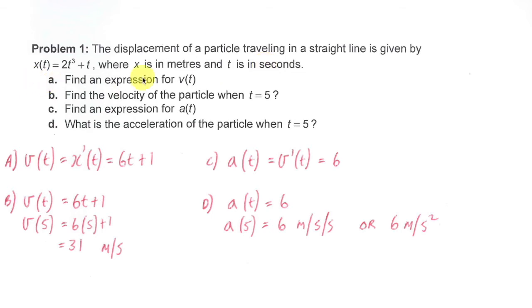Our first job is to find an expression for the velocity. So v of t, velocity, is going to equal the derivative of displacement. And if we look at our displacement function, remembering that's squared, then the derivative of that is going to equal 6t plus 1. B, find the velocity of the particle when t equals 5. So I'm going to take my velocity function, 6t plus 1, sub in 5, and that will produce 31 meters per second.